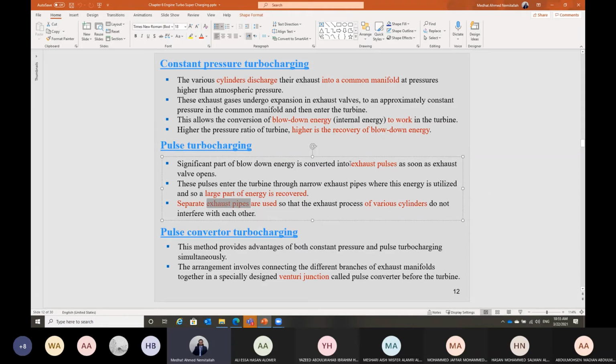But usually here the flow is pulsating, so the turbine is subjected to pressure pulses and it will be vibrating. So this is one of the drawbacks of the pulsating turbocharger.